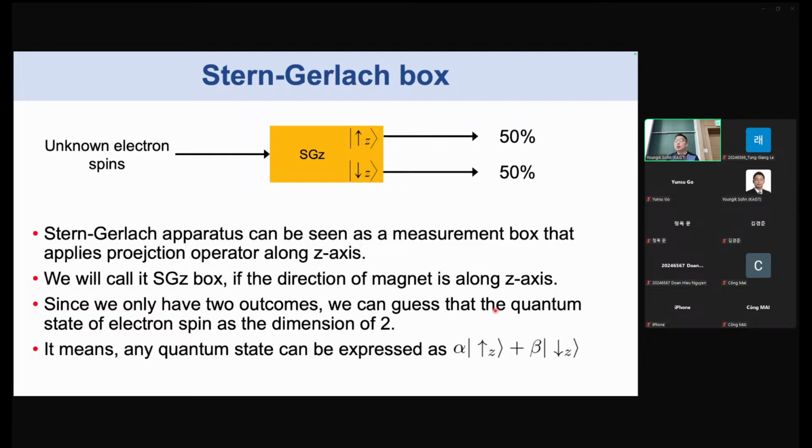So any quantum state in that space, you can think of it in this form: Z up, Z down, with some arbitrary coefficients. That's it. There is no other quantum state other than this form. It's a very nice two-dimensional Hilbert space.